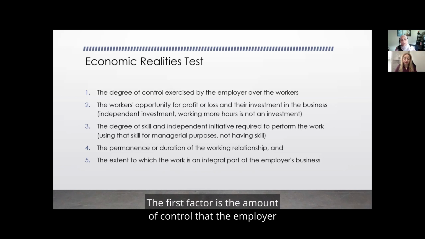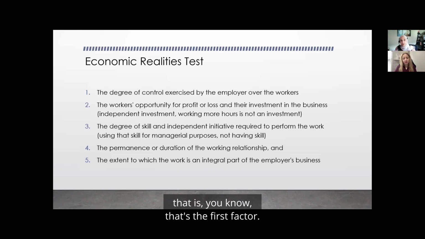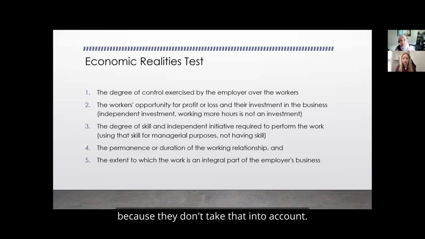The first factor is the amount of control that the employer has over the worker. So if the employer is making you come in for certain hours and to do certain things and to have certain equipment and to do things a certain way, that's the first factor. And that's probably a huge common pitfall, actually, where a lot of employers end up misclassifying because they don't take that into account.